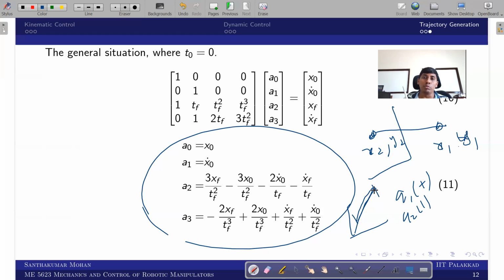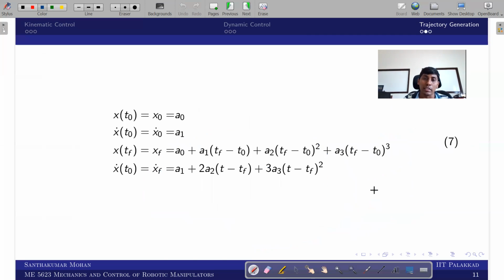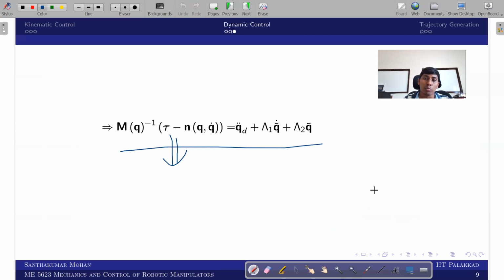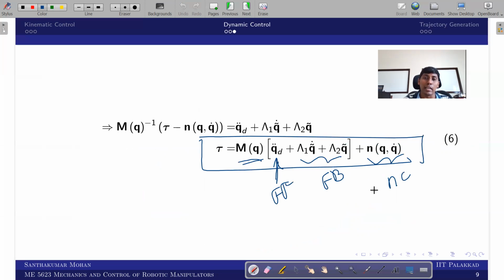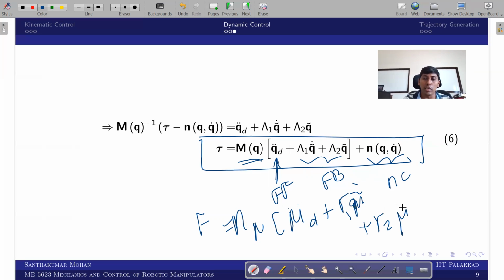Then what you can do, I can recall that. You can rewrite everything in F, and this would be M mu desired double dot, plus I put gamma 1 mu tilde dot, then gamma 2 mu tilde, and this would be n mu, right? Then once you calculate, you can take J transpose of Q into F, that would be tau, right? That also you can do. So all of these we can do.